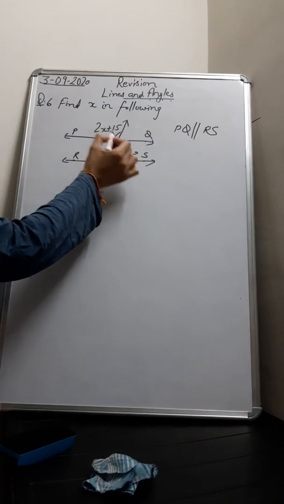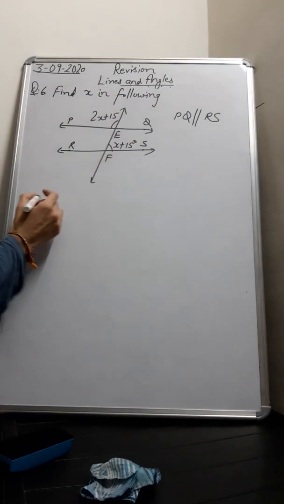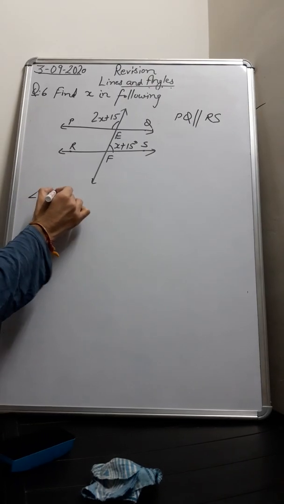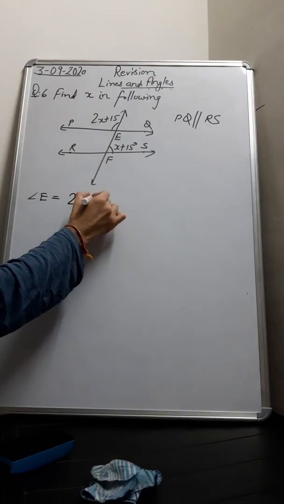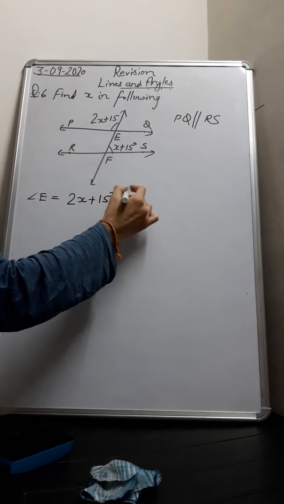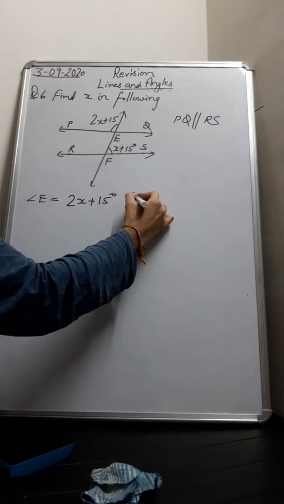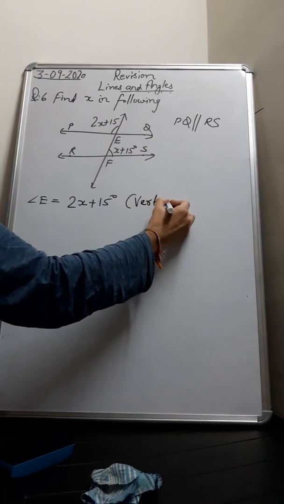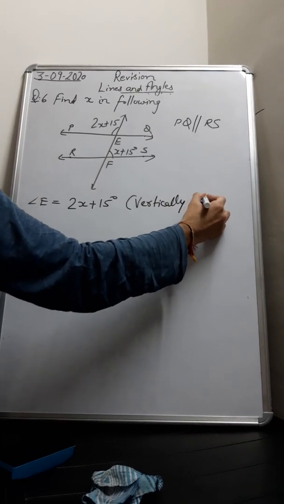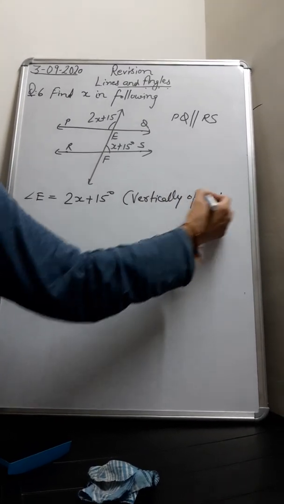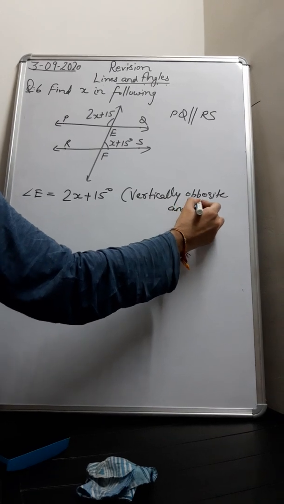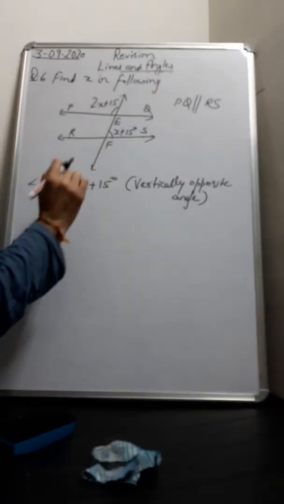So here we can see that this E and this are having a common vertex. So here we can bring this angle inside. So here angle E will be equal to 2x plus 15 degree, and the reason will be both are having a common vertex and they are opposite to each other, that is vertically opposite angles. So angle E equal to 2x plus 15.